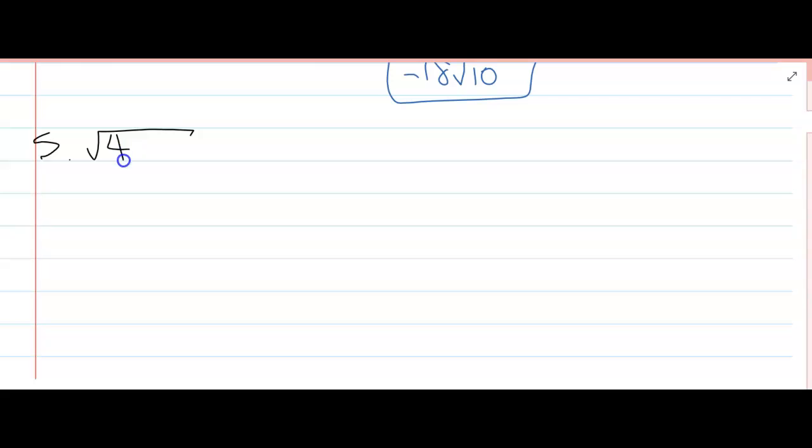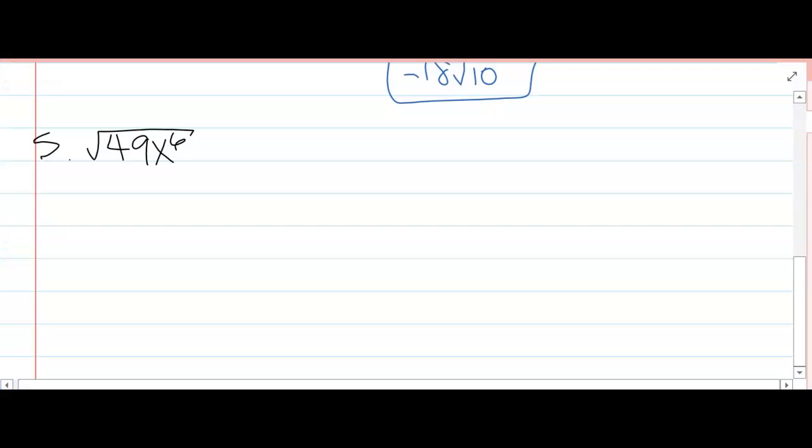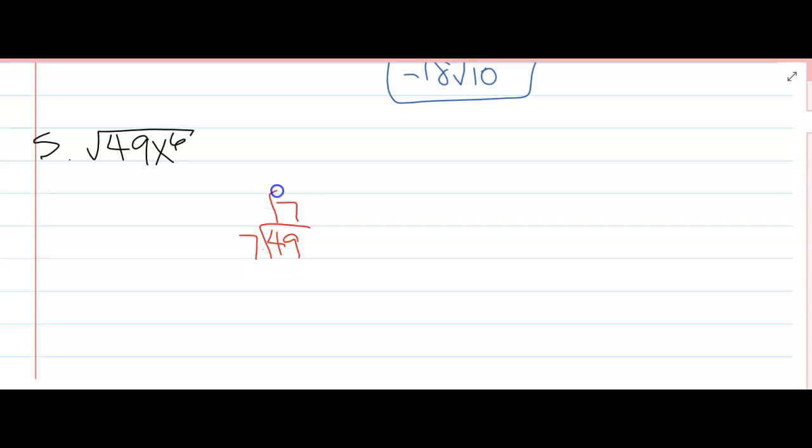So we have the square root of 49x to the 6th. Of course we're going to throw some variables out there, because how much fun would it be without variables? Okay, first thing, just look at the number part. I have 49. If I were to cake 49, the only thing I can divide out of 49 is 7, and I would get 7. Divide out another 7, I'd get 1.